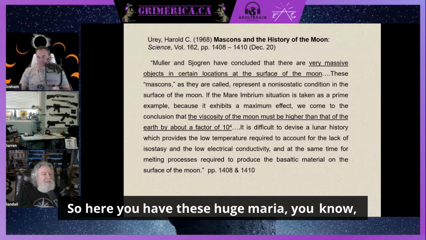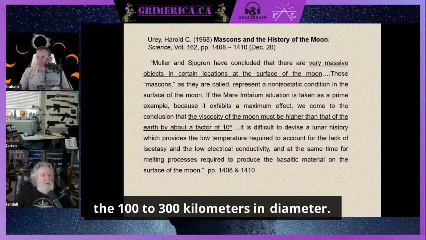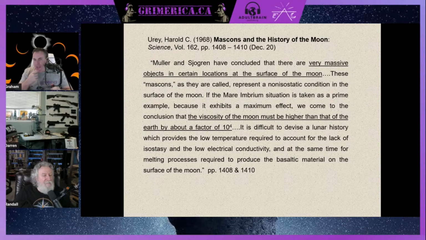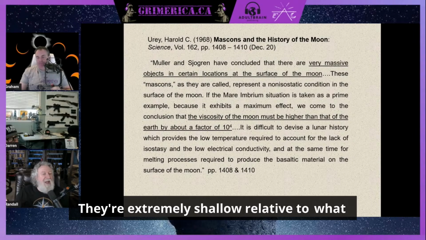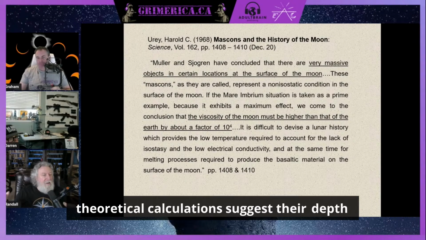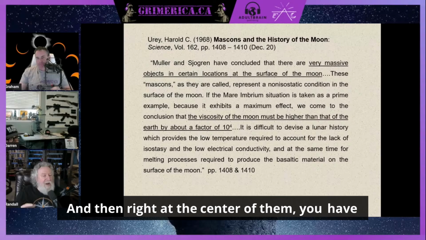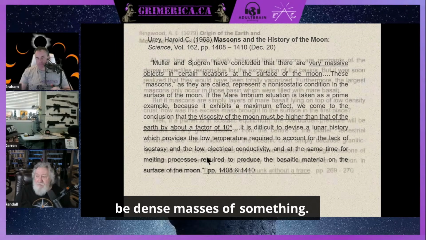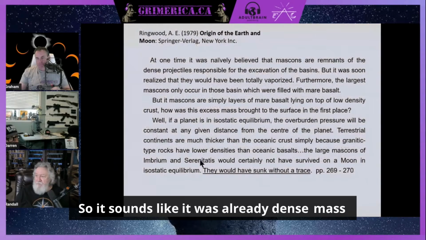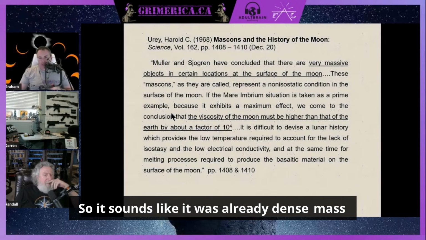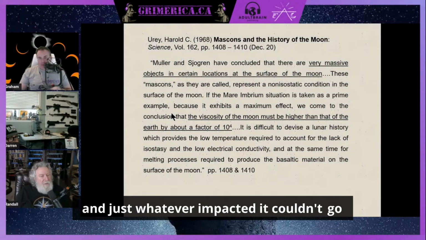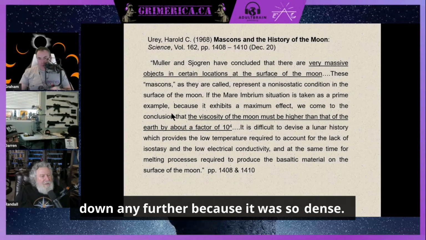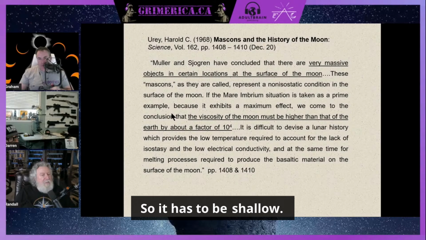So here you have these huge maria, 100 to 300 kilometers in diameter. They're extremely shallow relative to what theoretical calculations suggest their depth should be. And then right at the center of them, you have these enormously dense masses of something. So it sounds like it was already a dense mass, and whatever impacted it couldn't go down any further because it was so dense. So it has to be shallow.